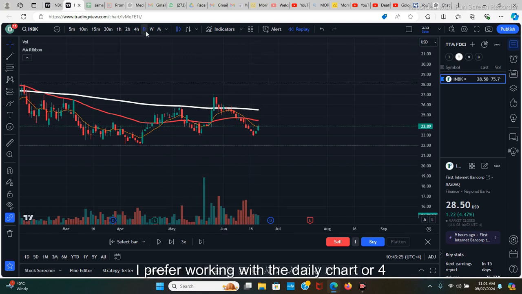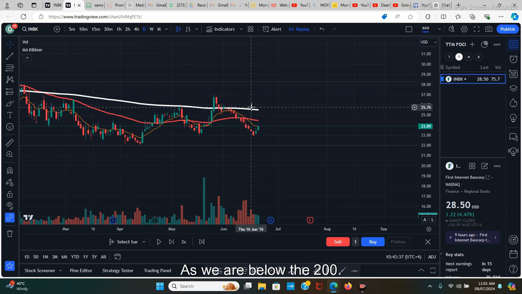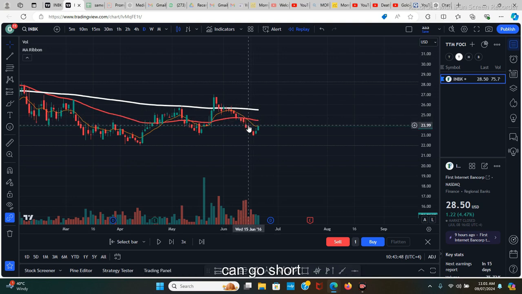I prefer working with the daily chart or 4-hour chart at least. Lesser than that, it can give more false signals. Okay, now we are looking for shorts. As soon as the 9 period crosses the 50 period from top to bottom, we can go short. And let's click on the short position.